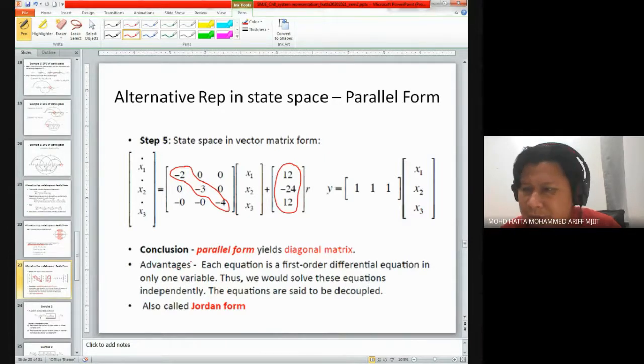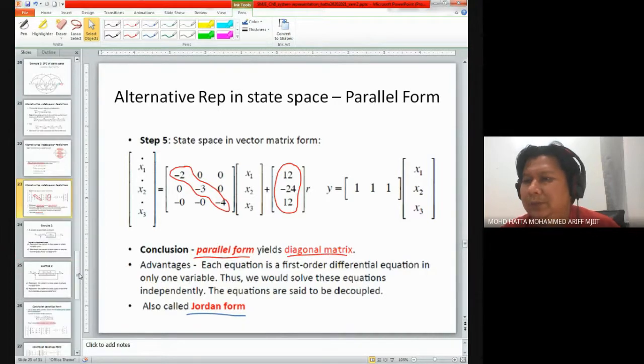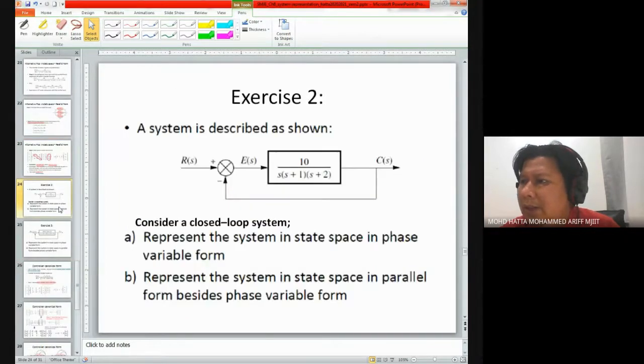So in conclusion, we say that in a parallel form, we're going to have a diagonal matrix. And this parallel form is also known as the Jordan form. So we're not going to get into details about this parallel form because it is not going to be covered in your assessment. Okay, we get into our second exercise.